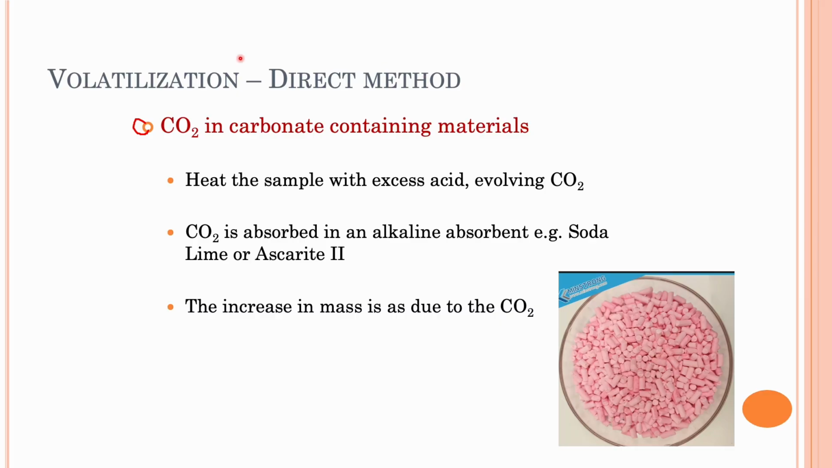Another direct method under volatilization is determining carbon dioxide gas in carbonate-containing materials. You heat your sample with excess acid, and this is going to evolve CO2 gas. This CO2 can be absorbed by either soda lime or Ascarite.